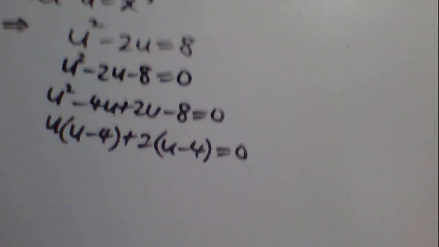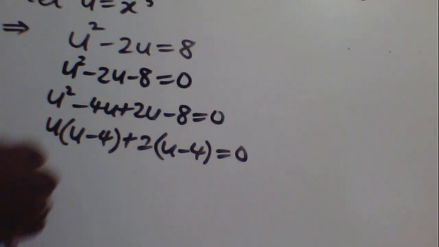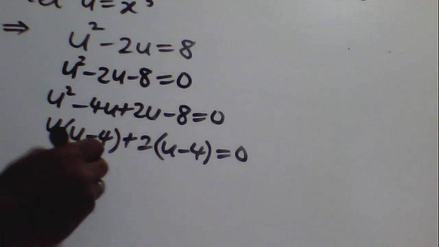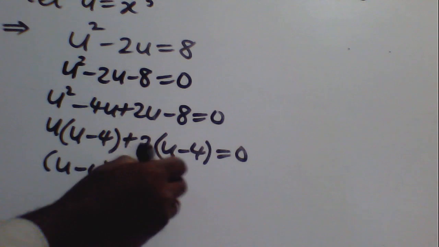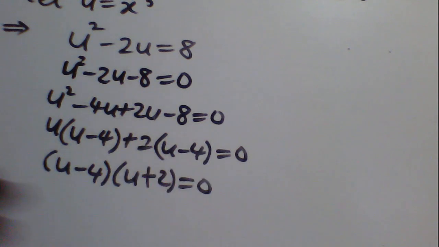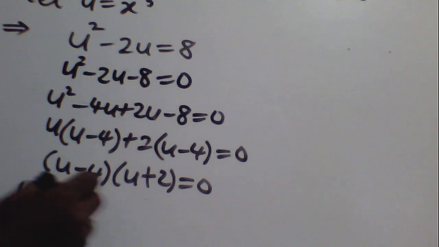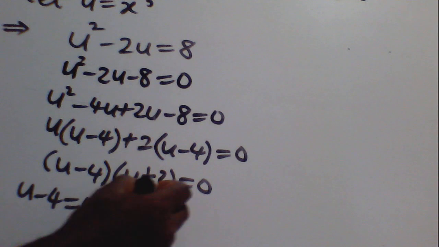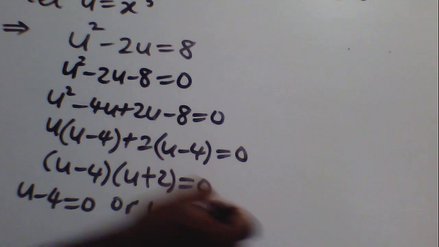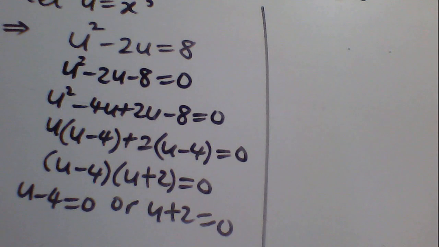So from here, you have what? u minus 4, u plus 2 is equal to 0. So from here, please equate each of the factors to 0. You have u minus 4 is equal to 0, or u plus 2 is equal to 0. Once you arrive at this point, I think you have already solved it.